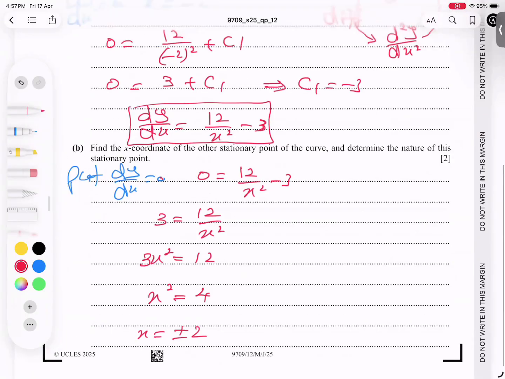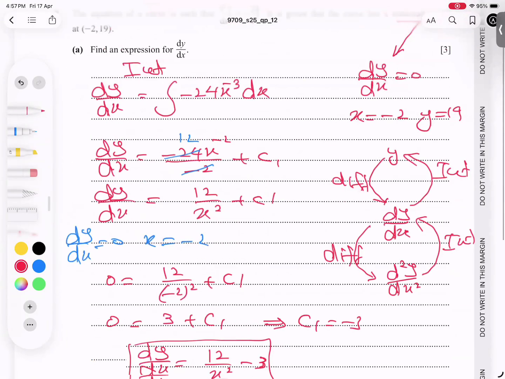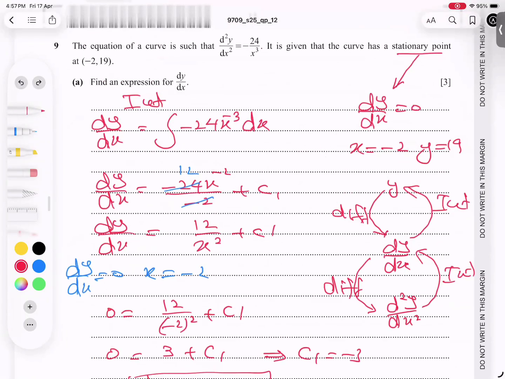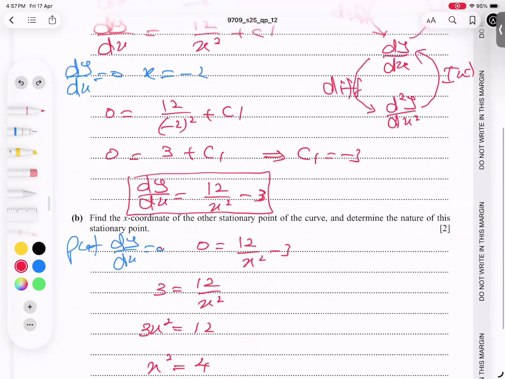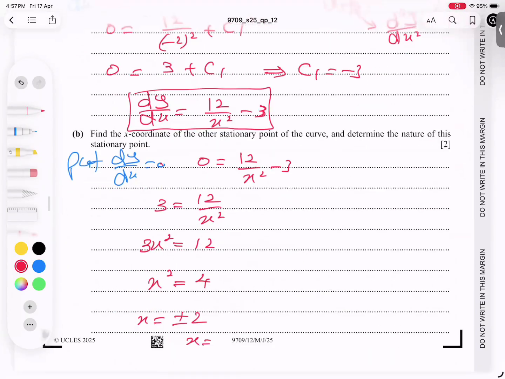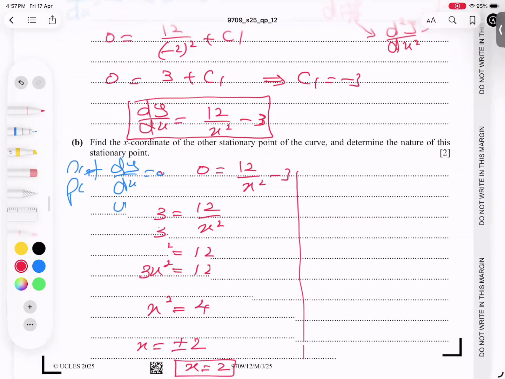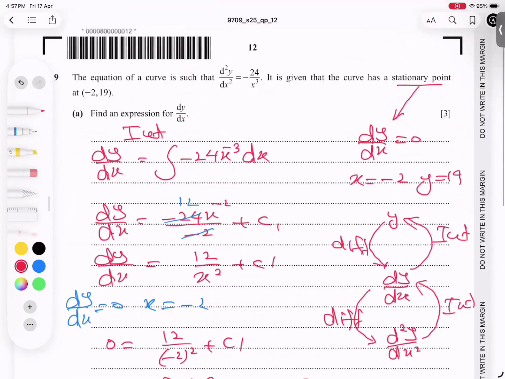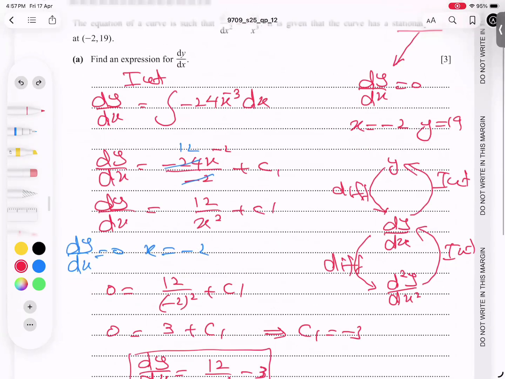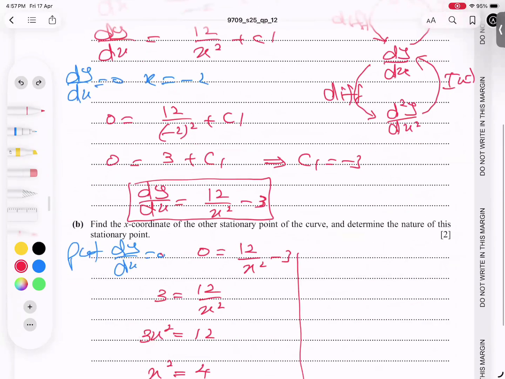But I already have -2. You can see on top, I already have -2. So it means the new point is what? So x is equal to positive 2. But he said to find the x coordinate, we have done it, and now the nature part. How to do the nature part? I will go for the second derivative. Luckily, I have it on top: 24 over x cube. 24 over x cube.